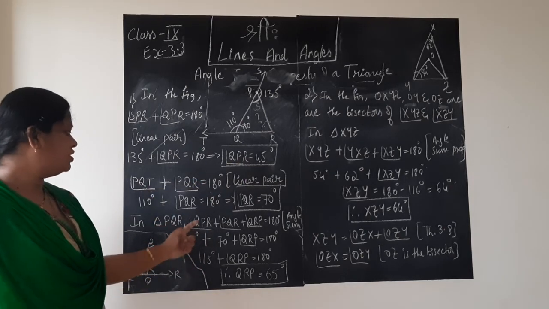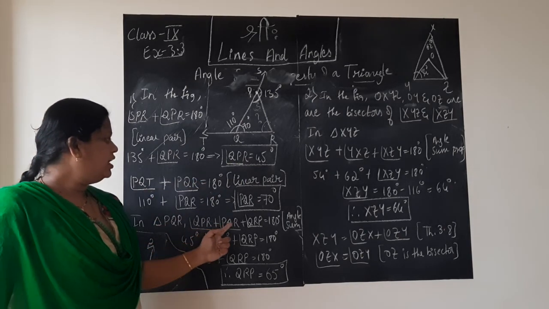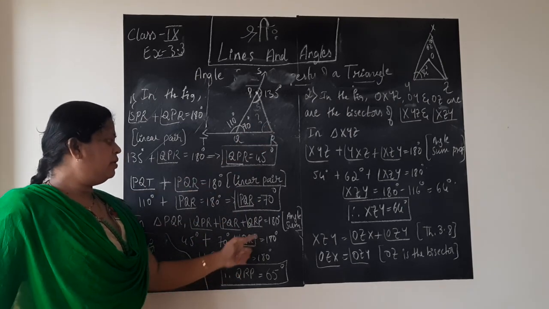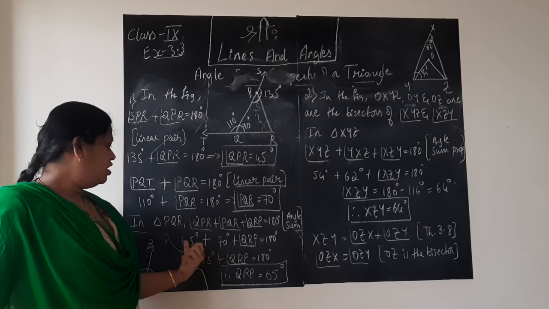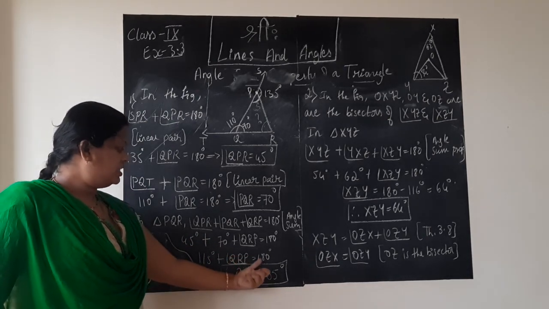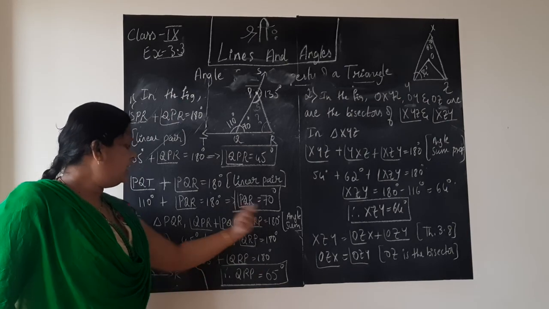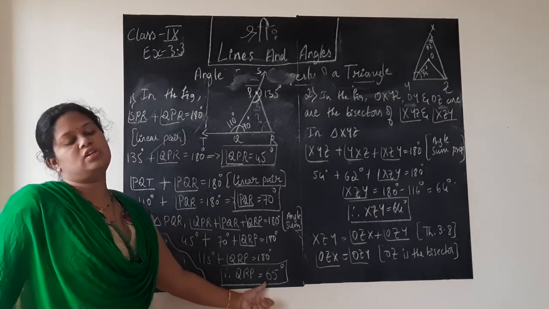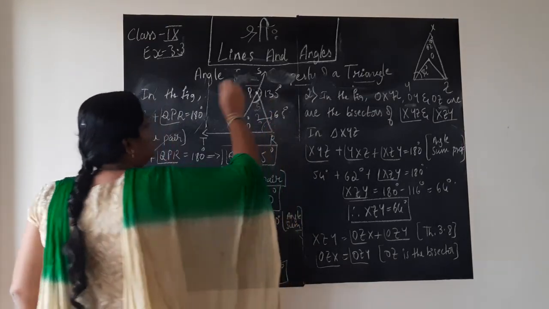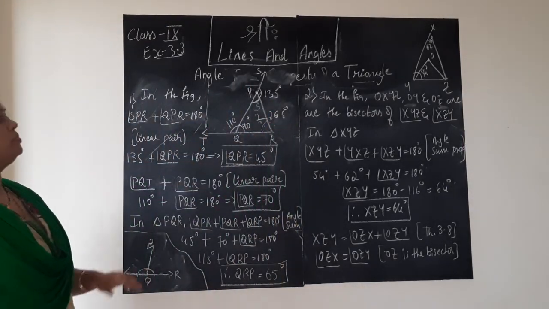We find out what angle QPR is. So 45 degrees I will substitute in place of QPR. PQR we also find out is 70 degrees. QRP we don't know, I am keeping it as it is, equal to 180 degrees. 45 plus 70 is 115, plus QRP is 180 degrees. QRP is 180 minus 115, when you do, children, we get 65 degrees. That is how you will solve.